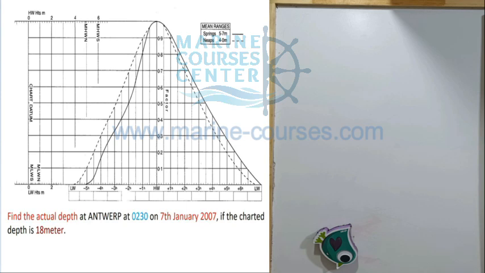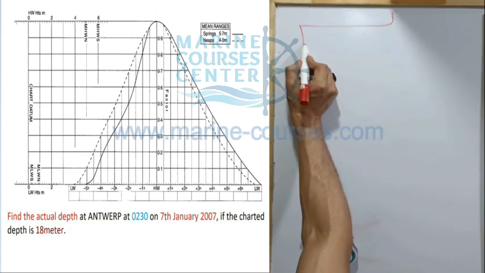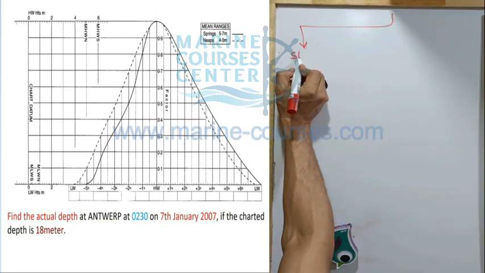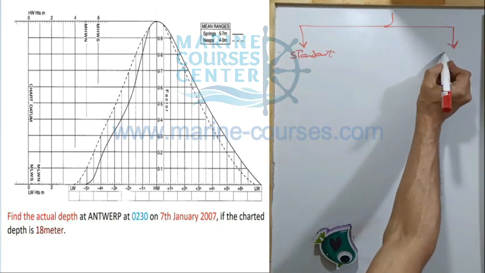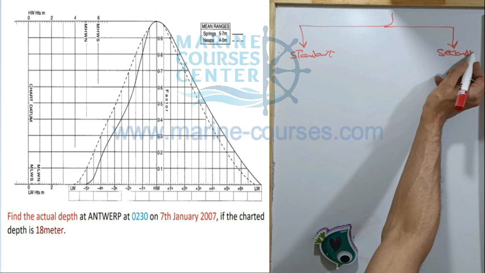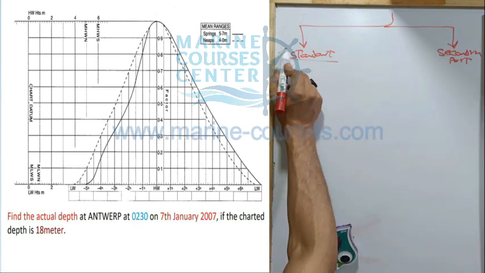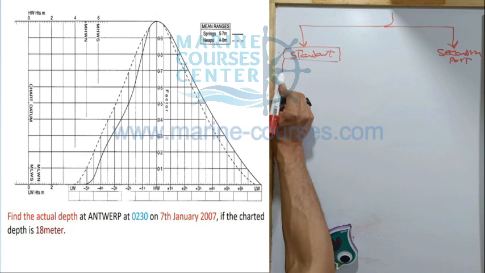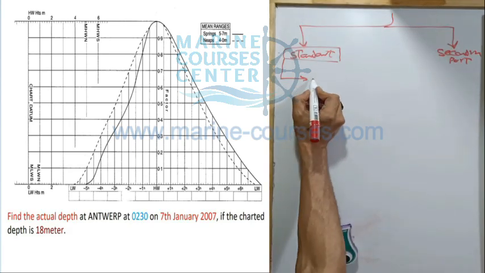Today we're going to talk about tide calculation. In this video we have two types of tide: the first one for standard port and another one for secondary port. Right now we're going to talk about standard port. For standard port we have 5 types.